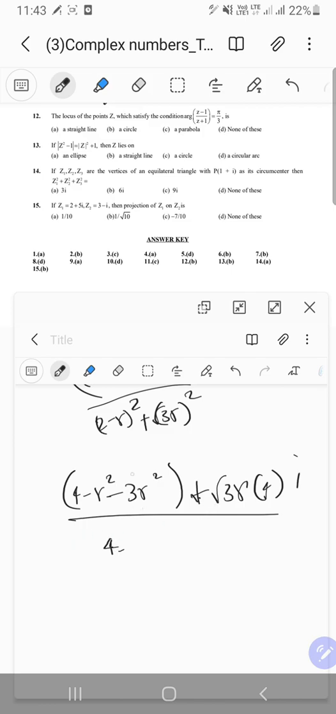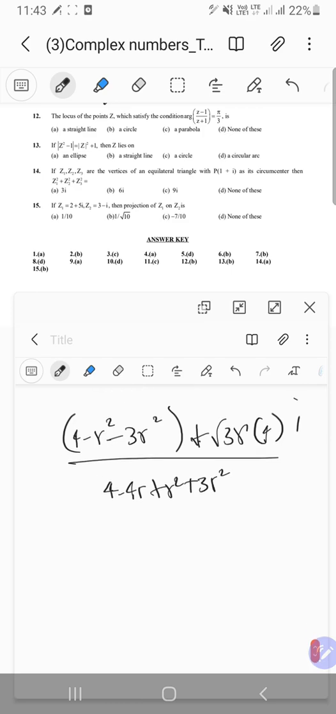Right, let's do this in that case. So 4 minus 4r plus r squared plus 3r squared. This should be just that. Isn't there any way to do this? So now we gotta eliminate r somehow. Wow, that is not nice.